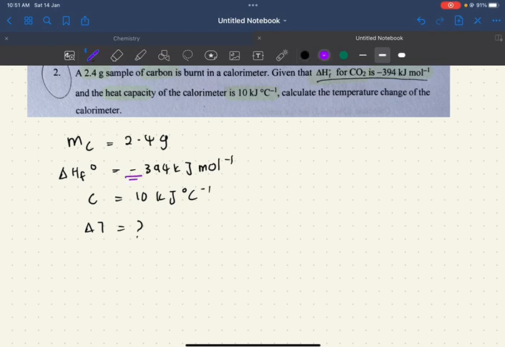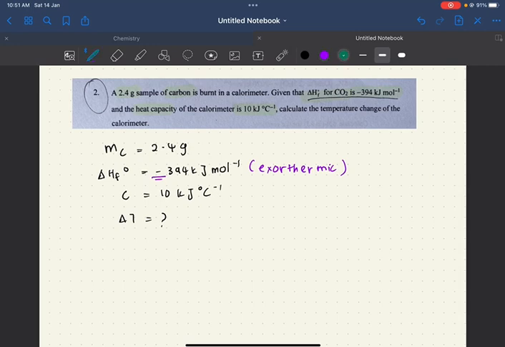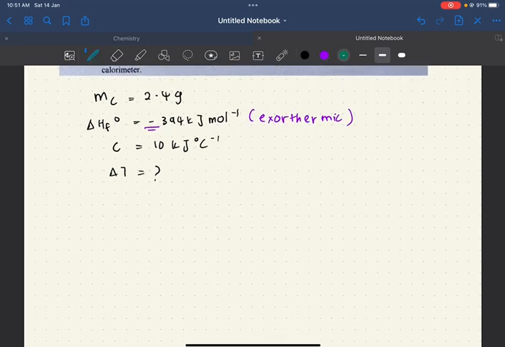This is negative since it's an exothermic reaction, so we don't need to take the negative in the calculation. And it is exothermic because this is burning, it's called combustion.